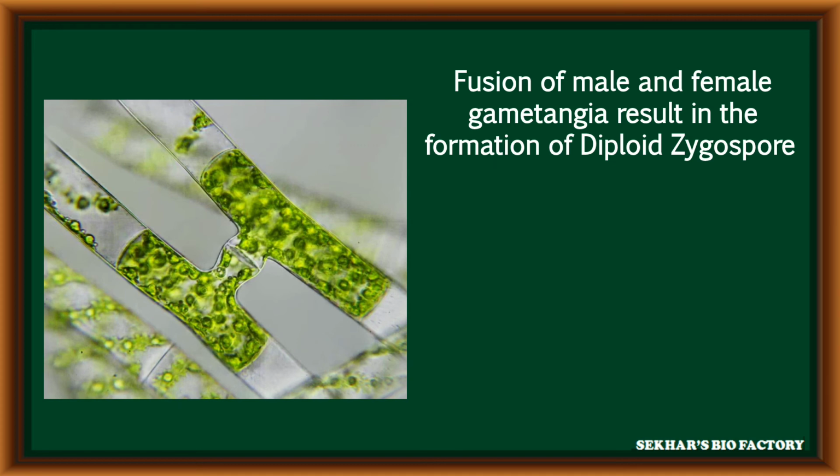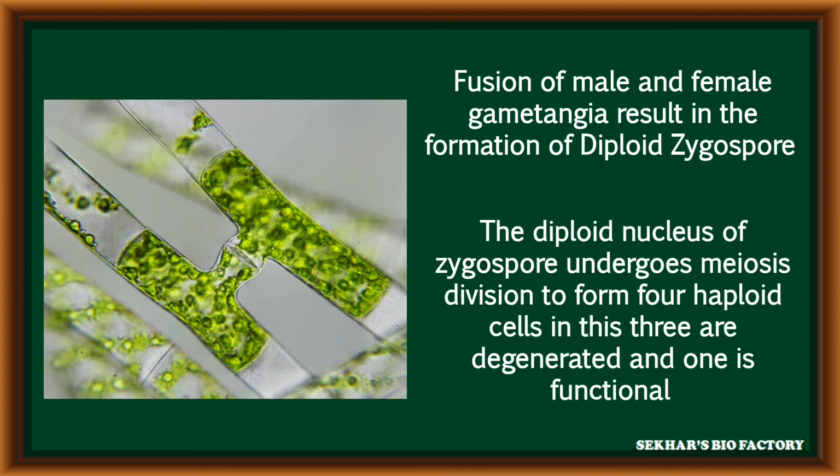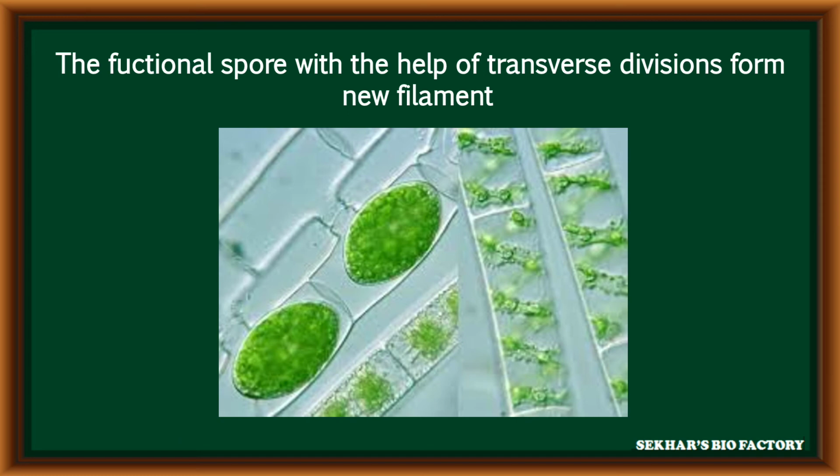Fusion of male and female gametangia results in the formation of a diploid zygospore. The diploid nucleus of the zygospore undergoes meiosis to form 4 haploid cells. Of these, 3 degenerate and only one is functional. This functional spore, with the help of transverse division, forms a new Spirogyra filament. This is the method of sexual reproduction seen in Spirogyra.